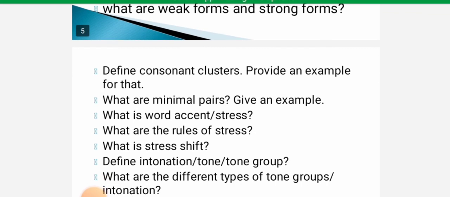Now, let us look at what is word accent. Word accent is also called word stress. Sometimes it is also called lexical stress, right? What is lexical stress or what is stress? Stress is part of the characteristic way in which a language is pronounced, a language is uttered.